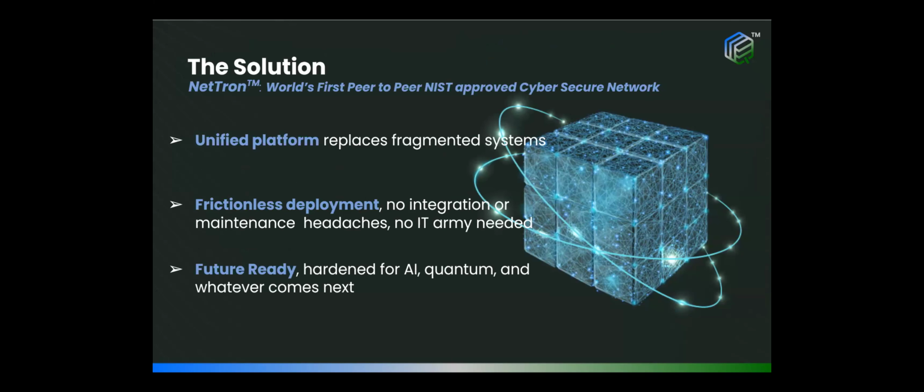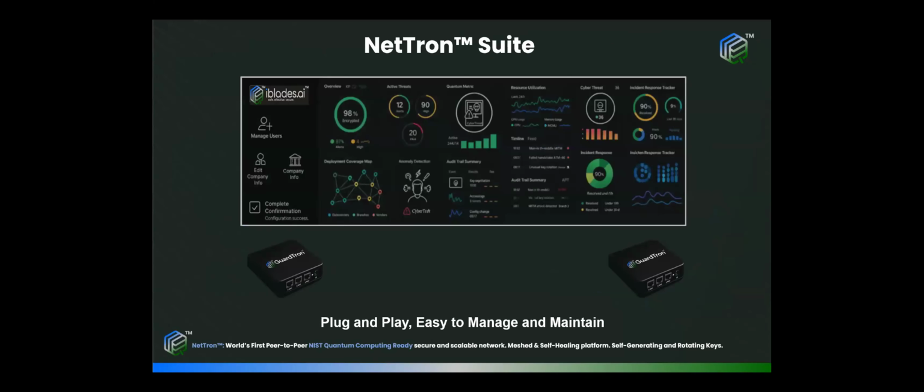So meet Netron. Netron is the world's first peer-to-peer NIST-approved cybersecure network. It is a unified platform that replaces all the fragmented pieces. It's completely frictionless, plug and play with our Guardtron hardware. You plug it in and it just works. This is what it looks like. It's future-proof, hardened for AI, quantum, and whatever comes next. It's a self-healing mesh, with self-generating, randomly rotating quantum-safe keys, and zero trust baked into every node. With Netron, you achieve 98 to 99% encrypted coverage from day one.